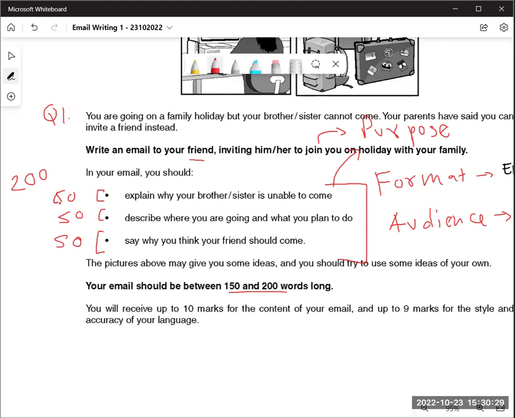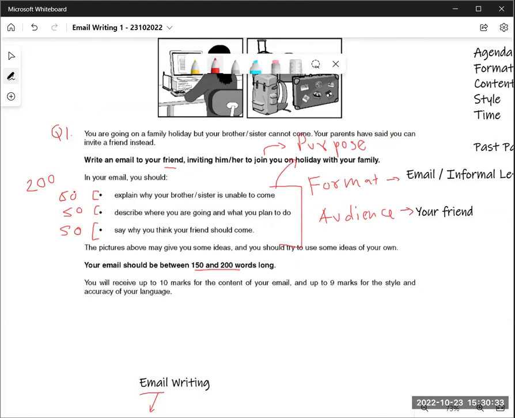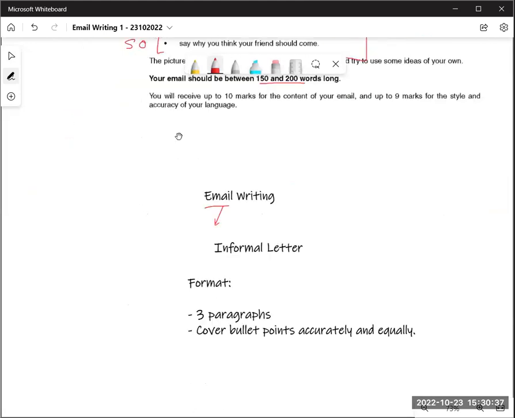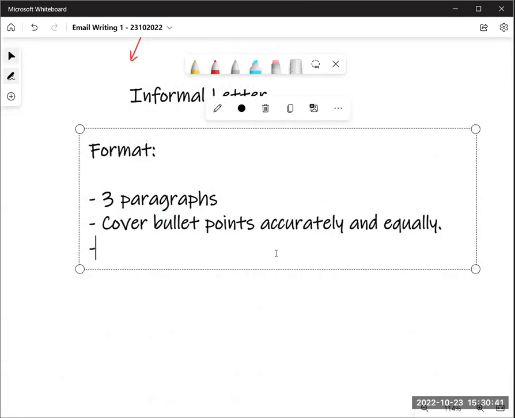You can make 160, but that's fine. But you need to make them equal. Don't give less emphasis on one part of the question. You have to answer the whole question equally. Next thing is you have to have a few more things, such as informal language, tone, and register.